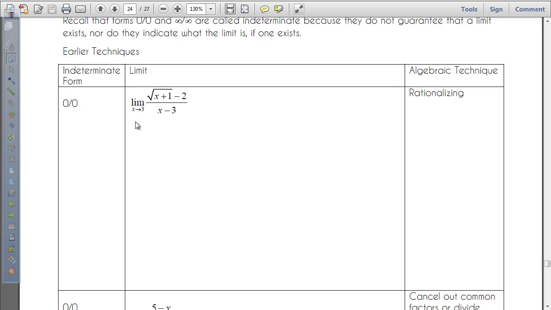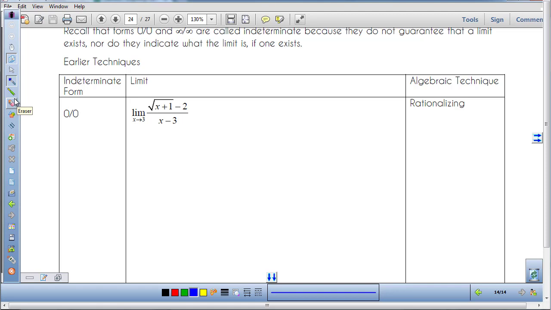So here's one example. We're looking at the limit as x approaches 3 of the square root of x plus 1 minus 2, all over x minus 3. If we plug in 3, we get 3 plus 1 is 4, so the square root of 4 is 2, minus 2, so there's 0 up top. And if we plug in 3 here, we get 0 in our denominator. But what we learned in Calc 1 about evaluating this type of limit is that we could rationalize. In this case, we're going to rationalize our numerator since that's where the radical is.